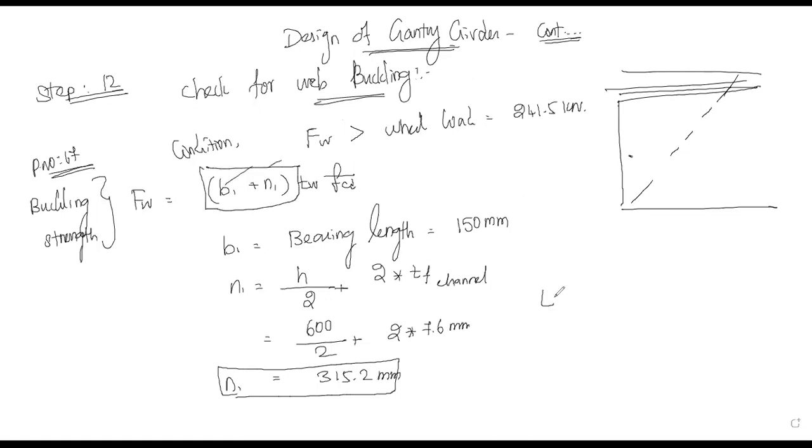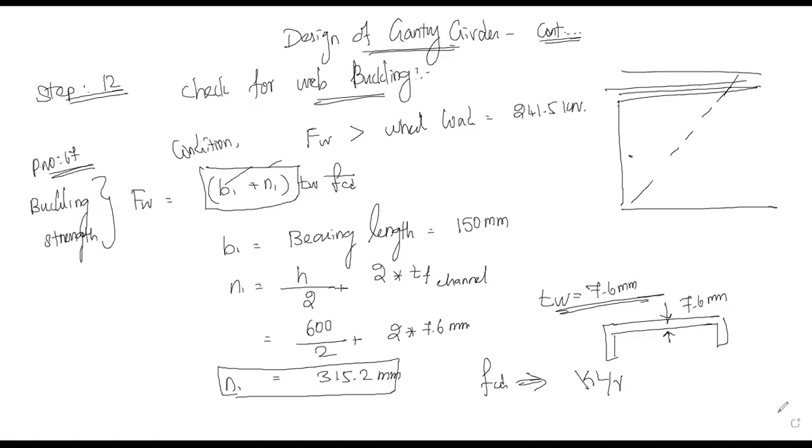Then the thickness of web is nothing but 11.2 mm. Sorry, here the thickness of web we are going to take as the channel section's web, which is nothing but 7.6 mm, since that is the least value. So 7.6 mm we are going to take. Now we need to calculate the fcd value. For this we need the minimum KL by r value, and that KL by r is nothing but lambda w.